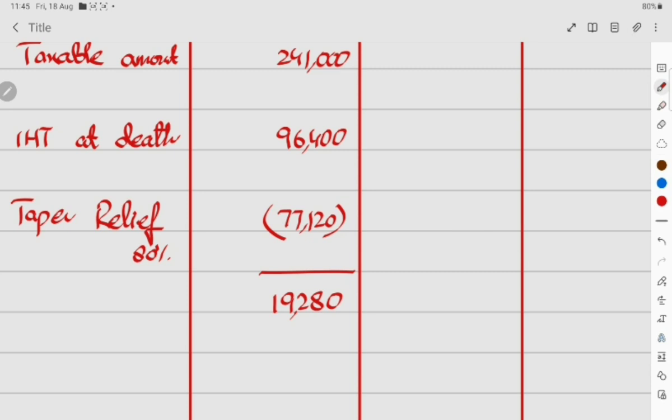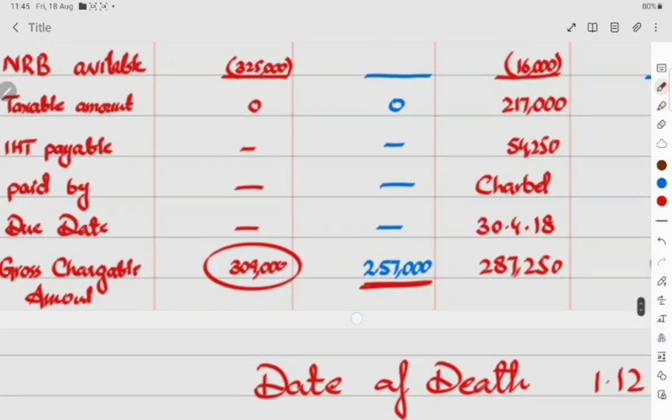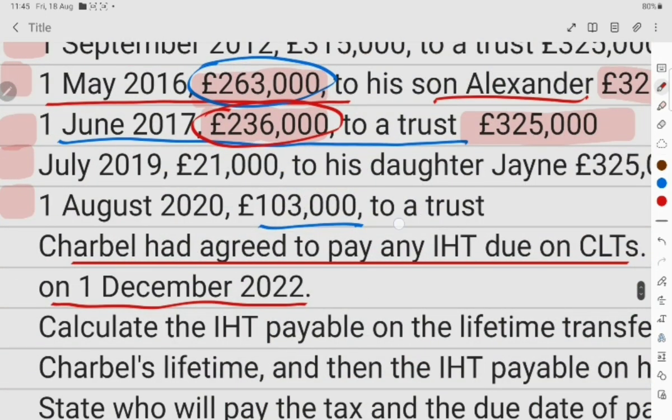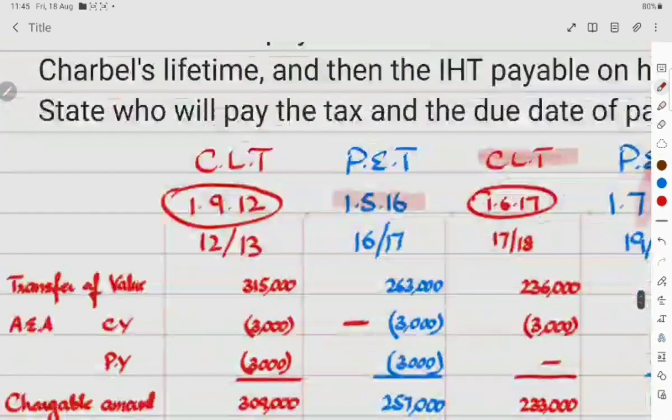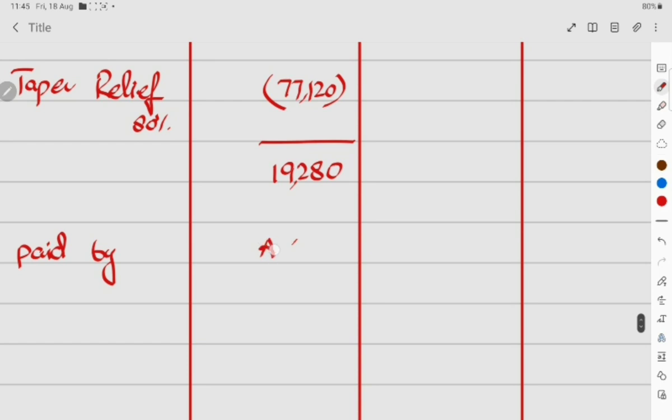Who has to pay that tax? It is paid by the son, because this potential exempt transfer is made to his son. The name of the son is mentioned in the question. He has made that gift to his son Alexander, so you have to mention the name Alexander here. Alexander has to pay that tax.